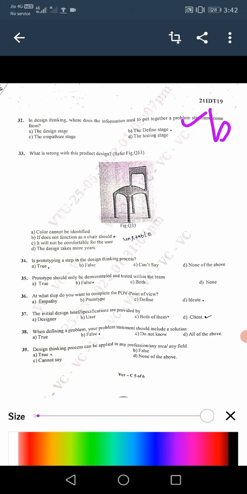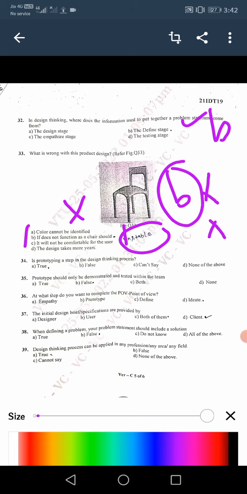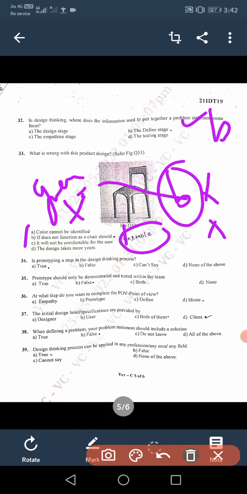33. What is wrong with the product design? Look at this in the model question paper. The answer given is unstable, but the unstable answer is not here. So obviously it is not A, not D, not C. So it is "doesn't function as a chair should." So it is B. Either it should be B or they will give grace marks for this. So that is the 33rd question.